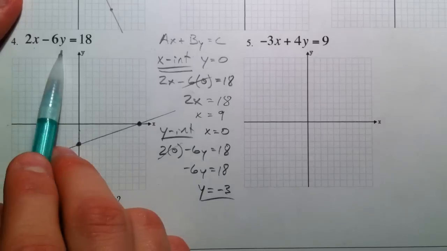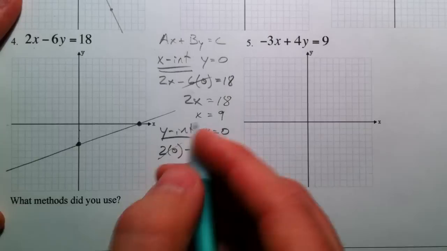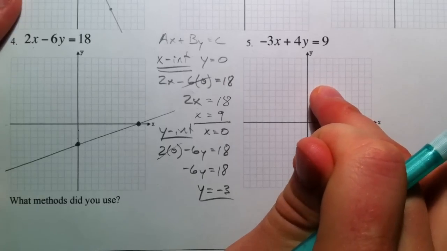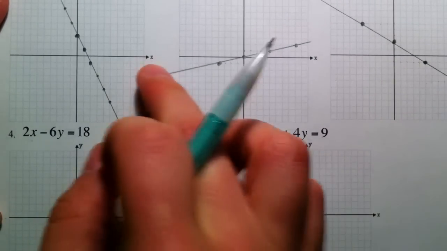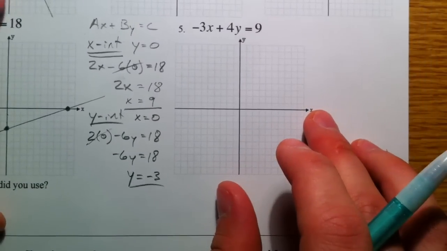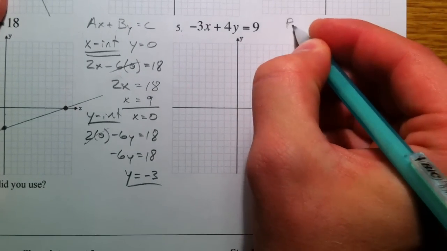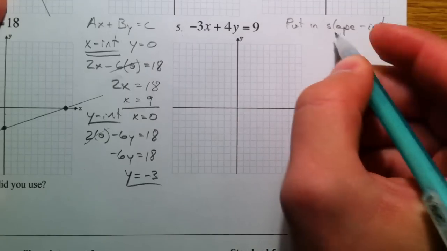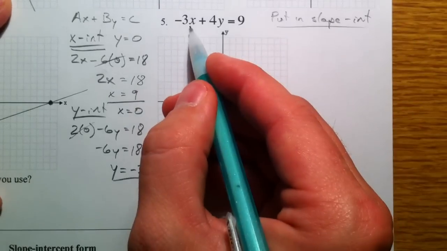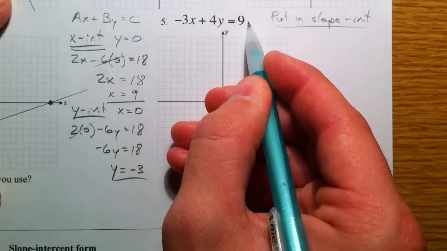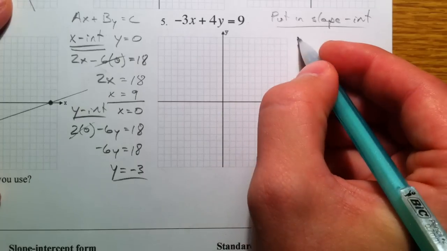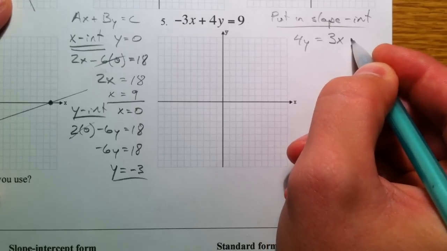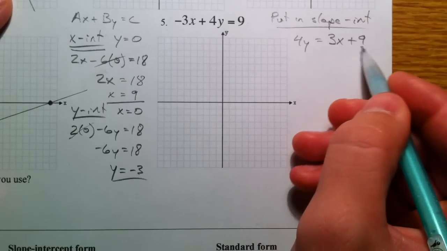So that's using standard form to find the x and y intercept. You don't have to do it that way. You can also, and that's the way we're going to do it here, you can make it like how we did 1, 2, and 3, by putting it in slope-intercept form. So how do we do that? We add 3x to the other side because we're trying to get the y by itself. So 4y equals, and you can say 9 plus 3x. I'm going to say 3x plus 9 just because then it's slope and intercept.